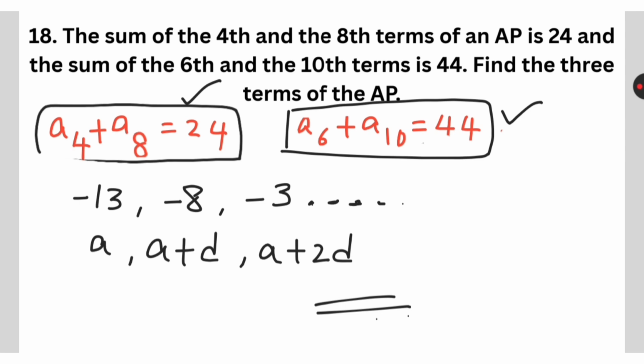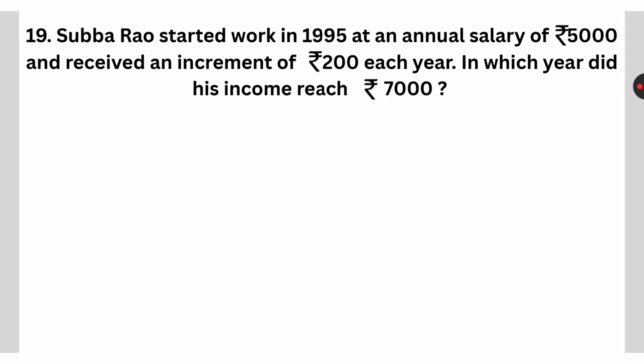Let's go to the 19th question. Subbarao started work in 1995 at an annual salary of 5,000 rupees. So he started in which year? 1995 he started. At this year his salary is 5,000 and received an increment of 200 each year.